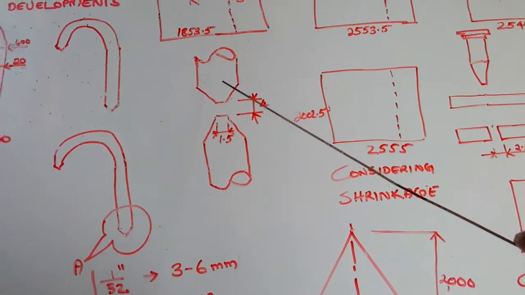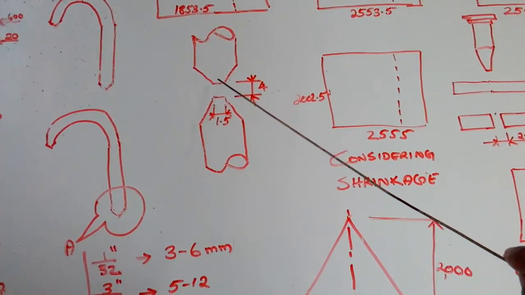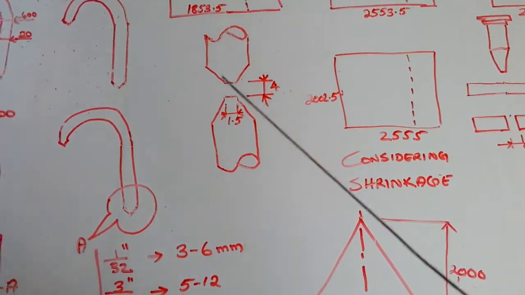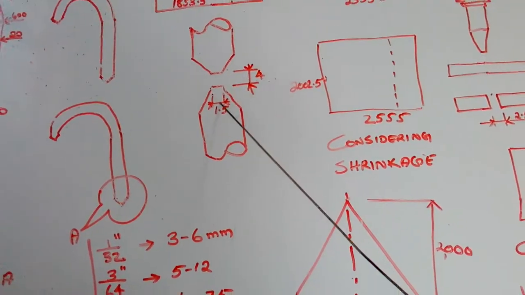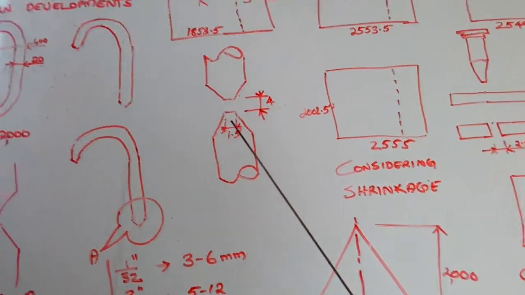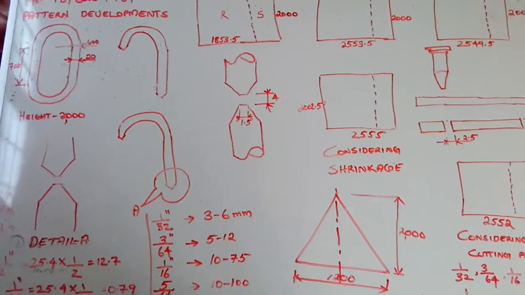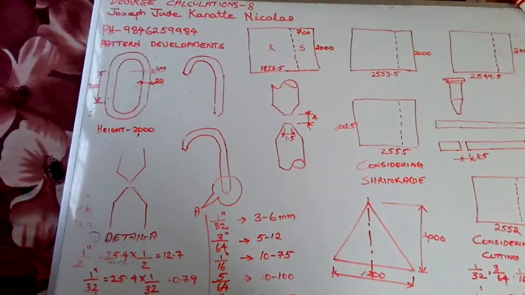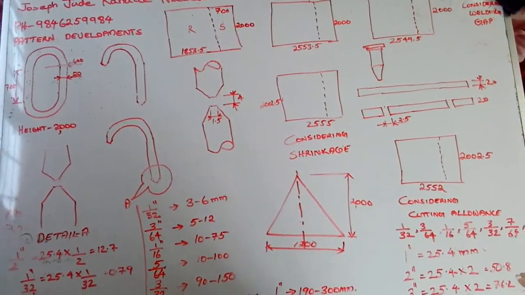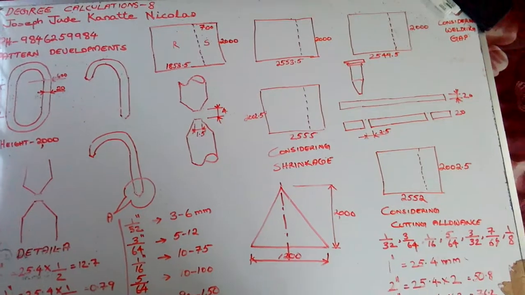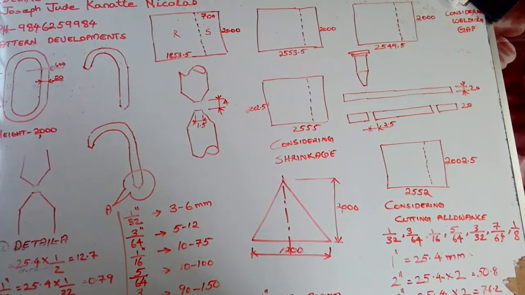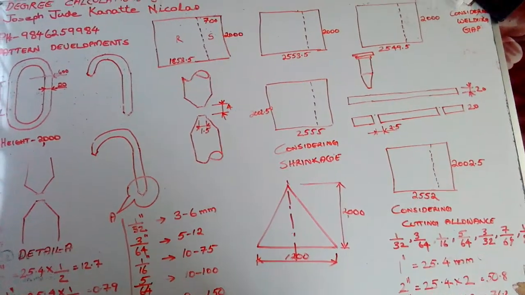One plate reaches here and ends here. Another plate ends here. In between there is a gap. Why do we give a gap? We have to weld there. When we weld, it has to have proper penetration. For that purpose, we give a welding gap.